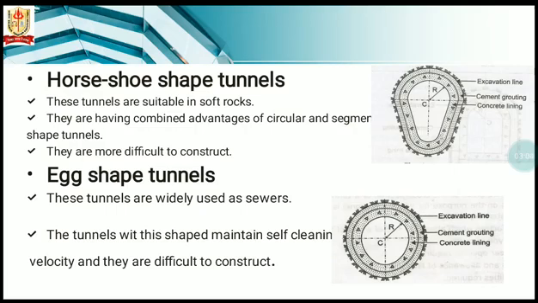Next is the egg-shaped tunnel. These tunnels are widely used as sewers. Tunnels with this shape maintain self-cleansing velocity, and they are difficult to construct. This shape has a smaller cross section at the bottom. Egg-shaped tunnels are best suited for sewage lines. They can resist both internal and external pressure, but are difficult to construct and not suitable for traffic tunnels.